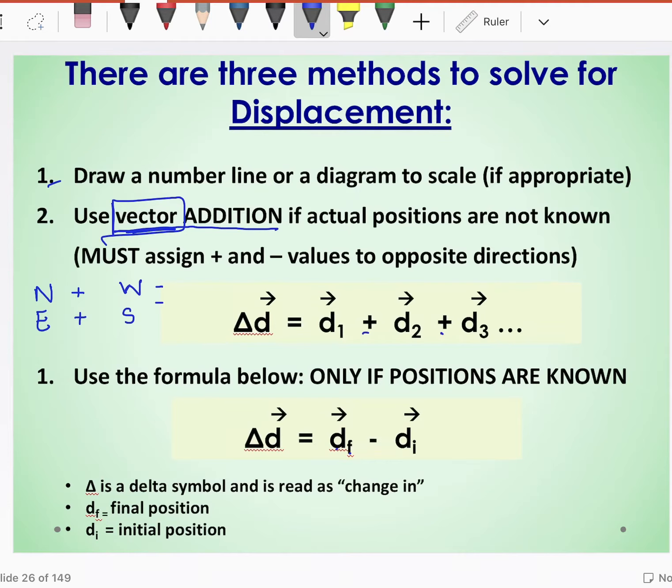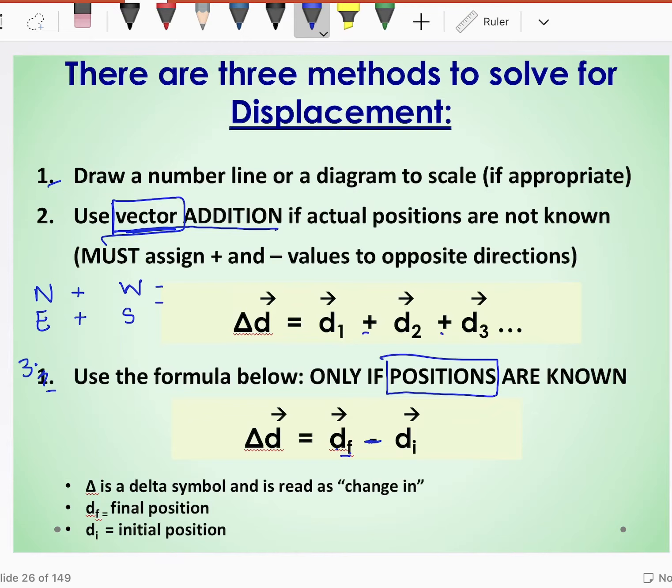Okay, so you are still adding those numbers up, but you need to assign opposite directions, opposite positive, negative values. Okay, the third method is to use a formula where displacement is equal to final position minus initial position. Now, we can only do this if we actually know the position. So this means we have to know the exact location of the object and not just how it's moving. And I'll show you how that looks in different scenarios.